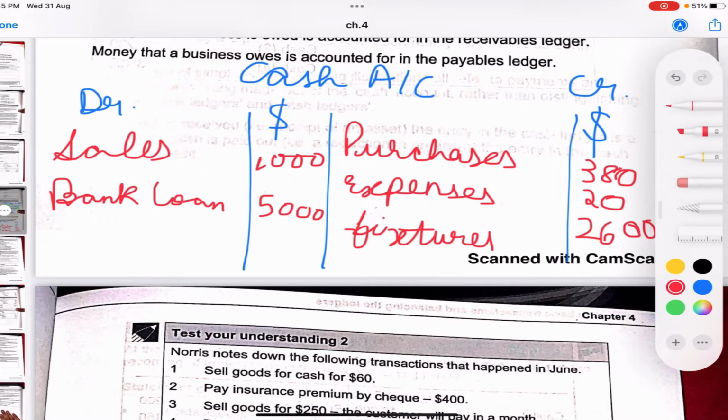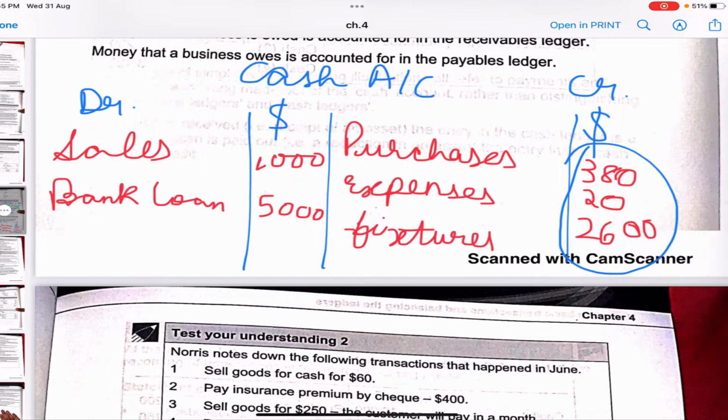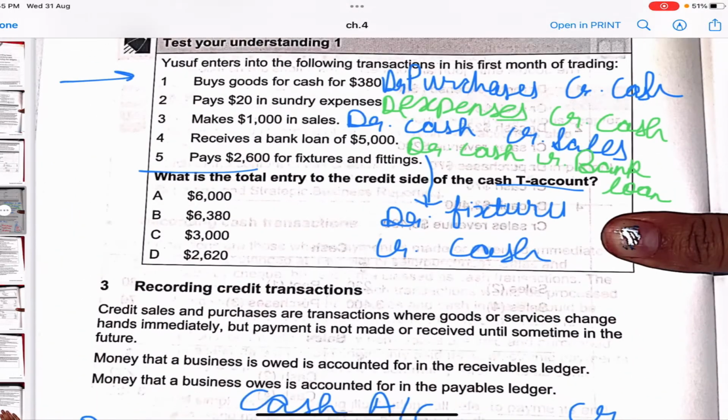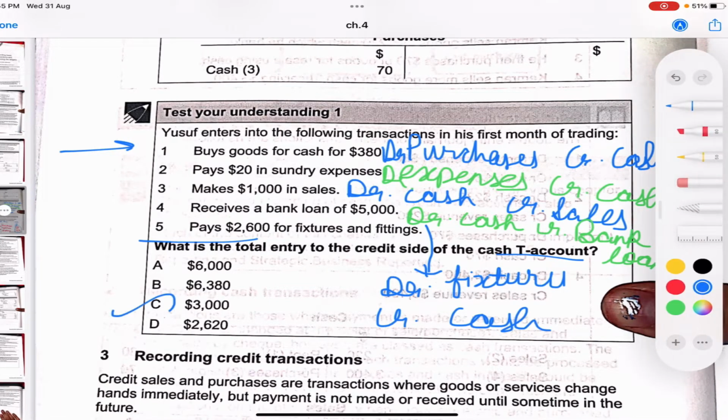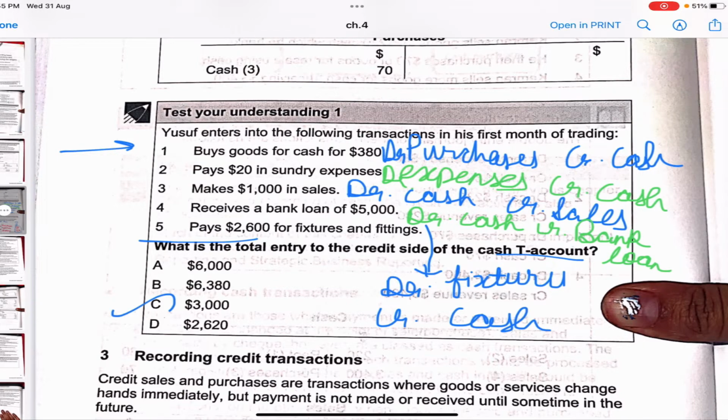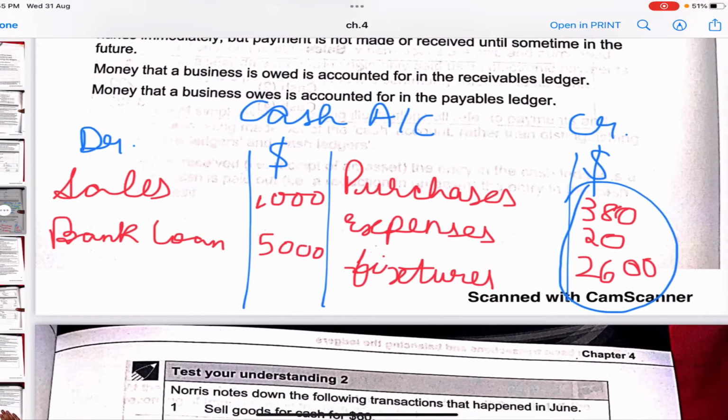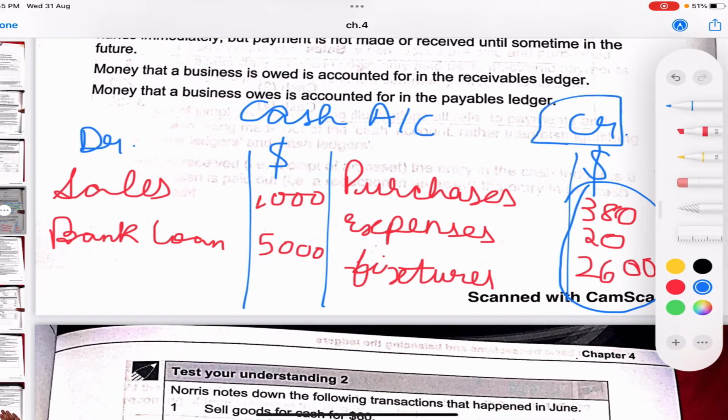Don't go into the balancing right now, read the question. They need the total of the credit side. So, what is the total of 380 plus 20 plus 2600? Tell me. It's obviously C, right? It is 3000, so the answer is 3000. I hope you know how to go about these kinds of questions. They were asking for the total on the credit side, so I just added these, right?